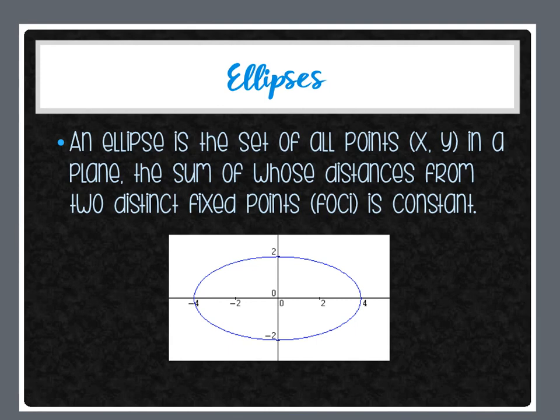Obviously, it's symmetric. So you're going right and left the same amount from your center. You're going up and down the same amount from your center. This is an example of a horizontal one because it's wider than it is tall, but we're going to talk about both of them.